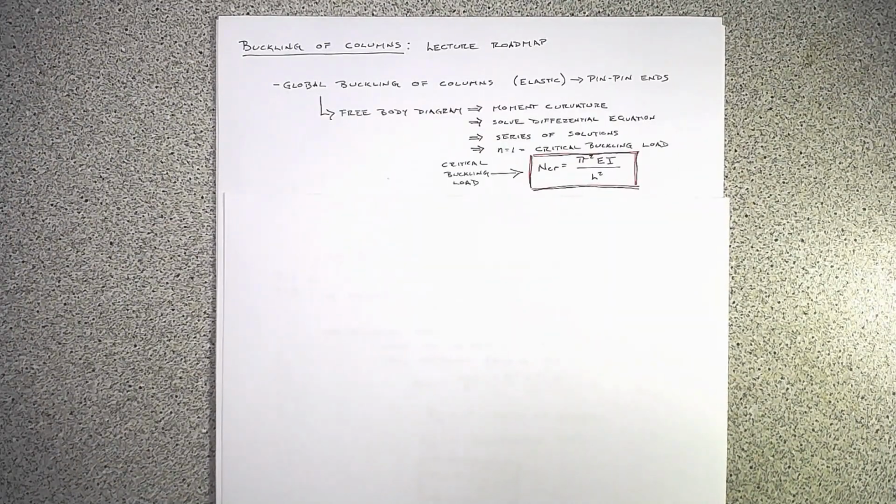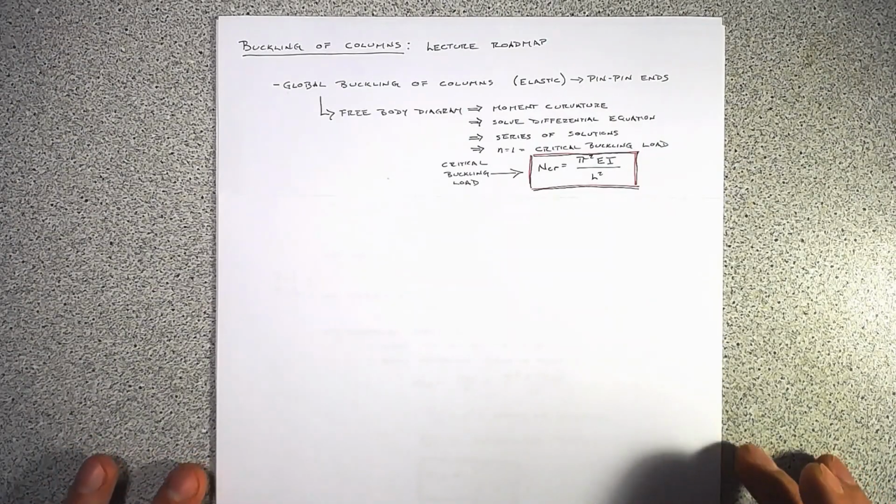But before we dive in and start looking at derivations and the mathematics, let's give you a little bit of a roadmap of where we're going with the lecture. So the first thing is that we're going to look at the global buckling behavior of an elastic pin-pin column, and that's really going to be a review of Euler buckling.